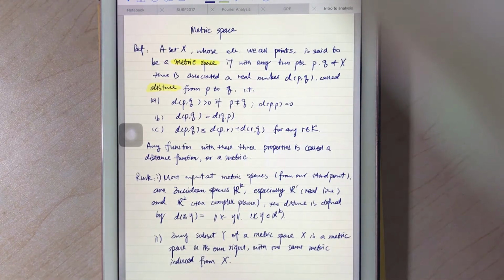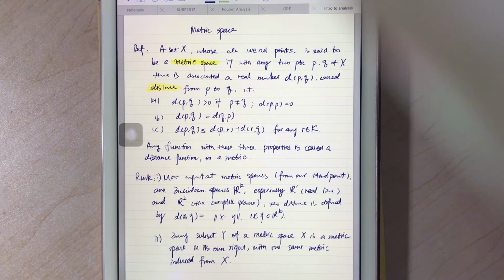So first I'll give you the definition of a metric space. So what is a metric space? Suppose we're given a set X, and we call all the elements of the set points, right? We call elements of the set points.